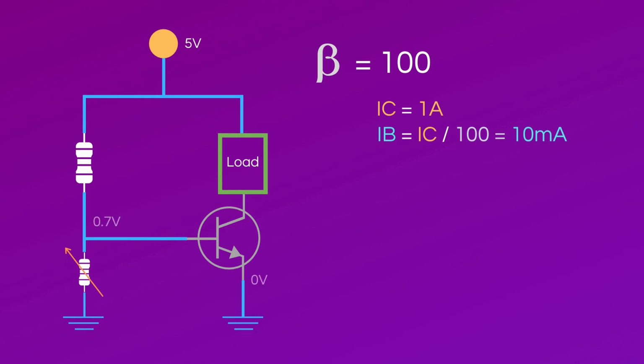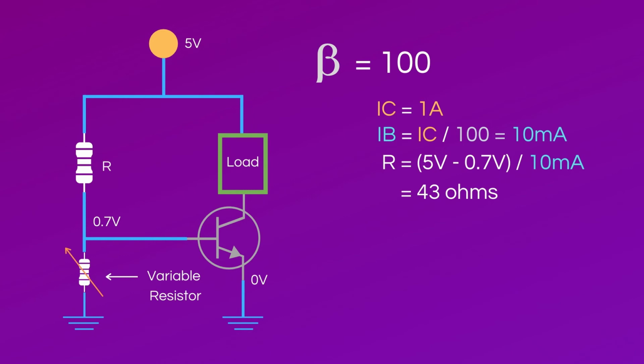Given that the emitter voltage is 0, as the emitter is connected to ground, the base voltage equals 0.7 volts per the emitter base voltage relationship. From there, you can find the required resistor value to get the specified base current using Ohm's law. The resistor value ends up being 43 ohms. But what about the variable resistor in the bottom left of the circuit? What does that do? It's what controls the current going into the collector.